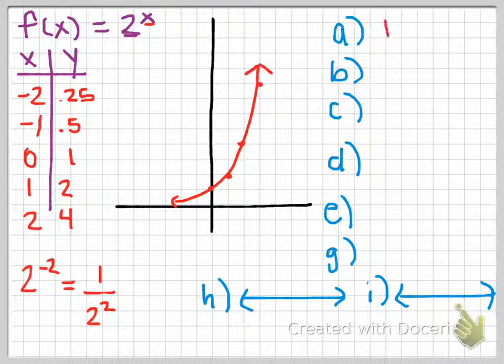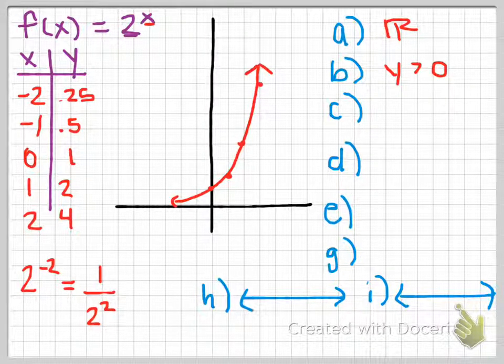So my domain is all real numbers. I can raise 2 to any power I want. My range, however, is y is greater than 0. If you look at your y values, notice we have 0.25, and then the next one would be, if I raised 2 to the negative third power, I'd have 0.125, and the decimals would keep getting smaller, but would never get to 0.